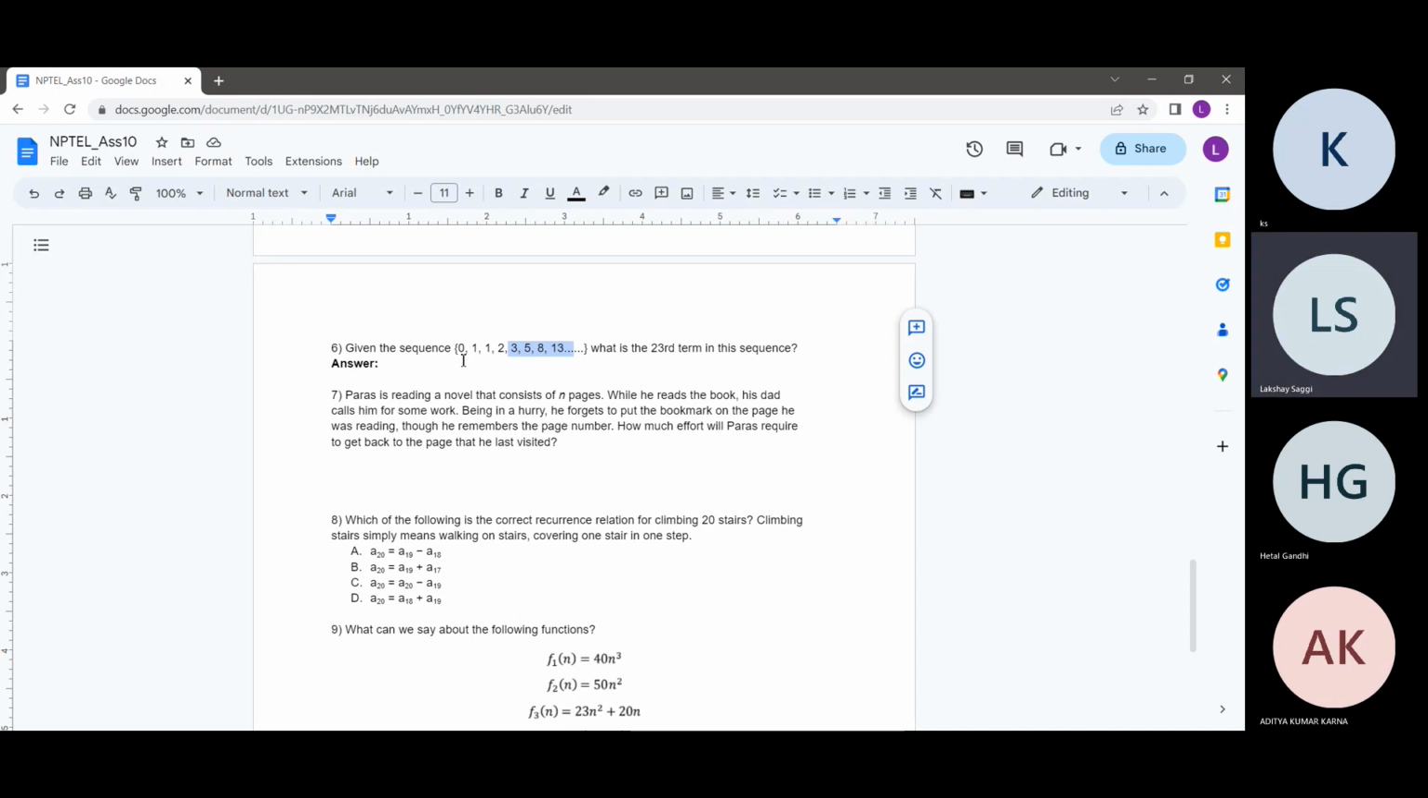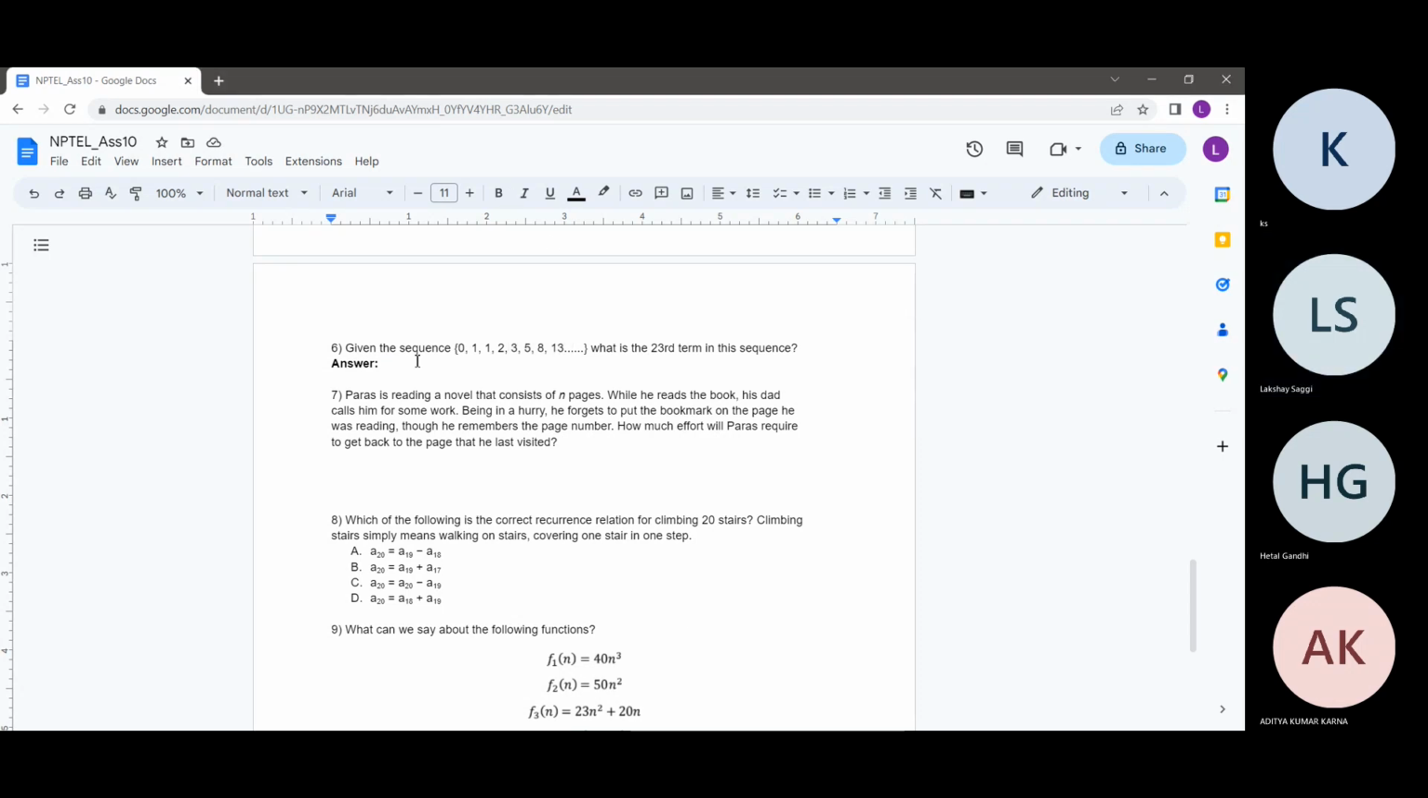So this sequence 0, 1, 1, 2, 3, 5, 8, 13. What is this sequence, guys? You should be able to answer this if you have gone through the lectures. So what is this sequence? Okay, nice. Aditya is saying that this is the Fibonacci sequence. So yeah, you're correct, Aditya.